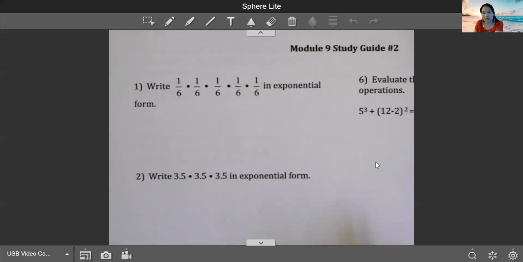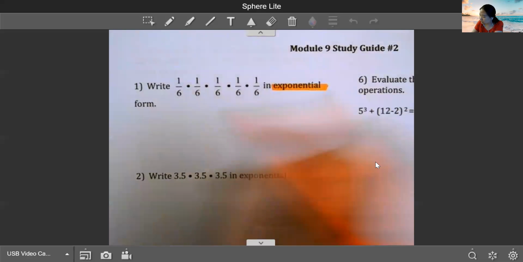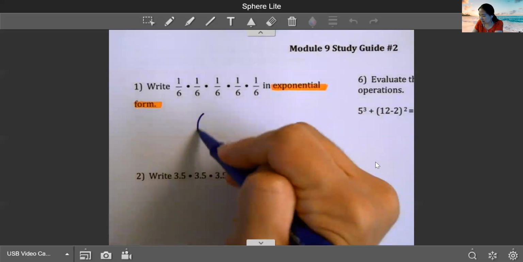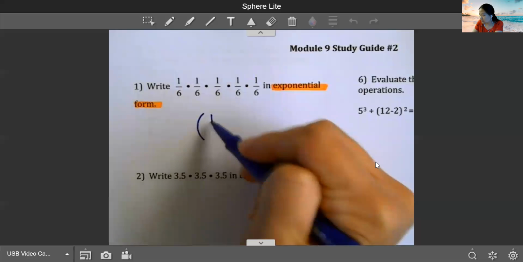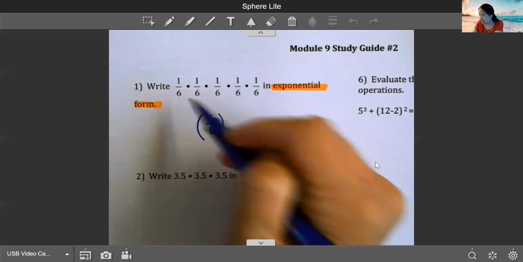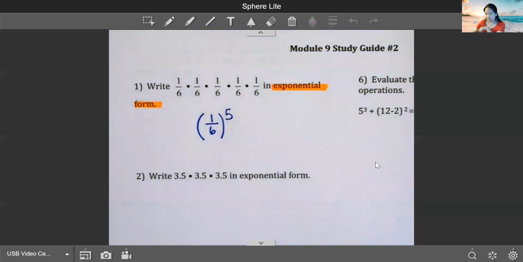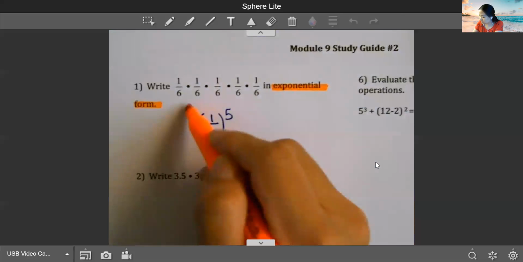So number 1, it says write 1/6 times 1/6 times 1/6 times 1/6 times 1/6 in exponential form. So it is asking for you to write the answer using the base, which is 1/6, and then using an exponent to show how many times 1/6 is being repeated. It's a very simple and straightforward answer. So remember, when you have fractions, you must have parentheses around, so 1/6 inside the parentheses. And since it is being repeated 5 times, to the 5th power, and simply that is the answer.